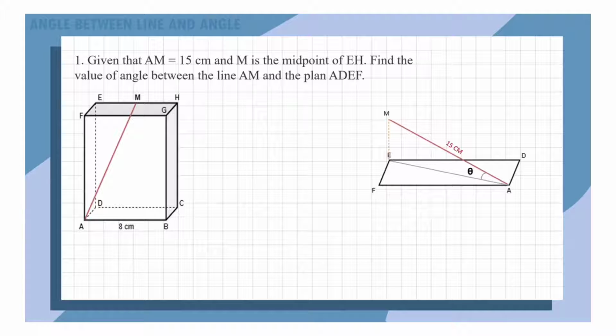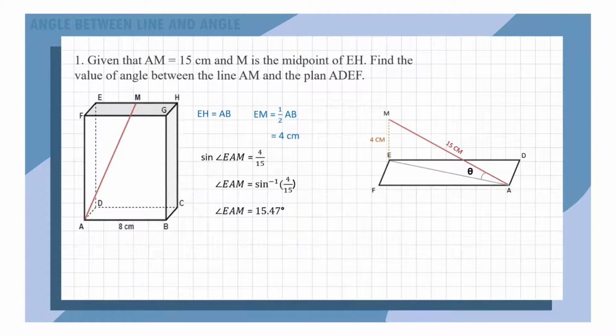The next step is to find the length of either side of our triangle. It is already given that line AM, the hypotenuse of our triangle, is 15 cm long. Then, based on the diagram, we are given that AB is 8 cm long, which is also the same length as EH. And M is the midpoint of EH. Therefore, EM is half of EH. With this, we have gotten the length of the hypotenuse and the opposite side. Only now can we use the trigonometric ratio to calculate the value of the angle between the line and the plane.